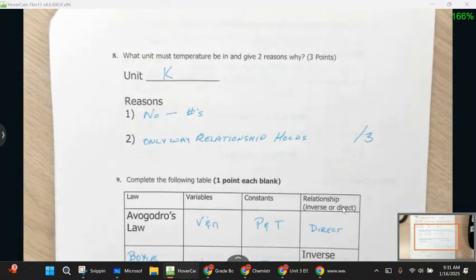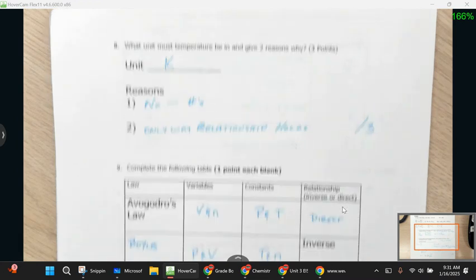All right, what unit must temperature be in? Kelvin. Why? Because you can't have negative numbers, and it is the only way that the relationships in gas law hold. If you do your problems in degrees Celsius, they don't work out. The table down below.